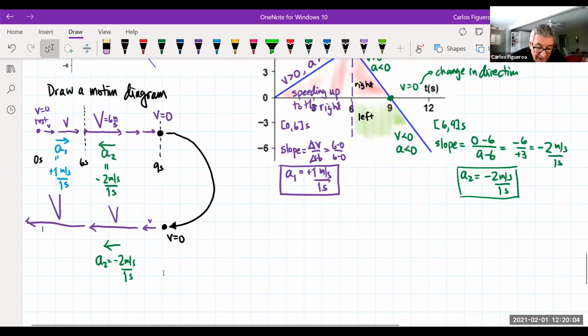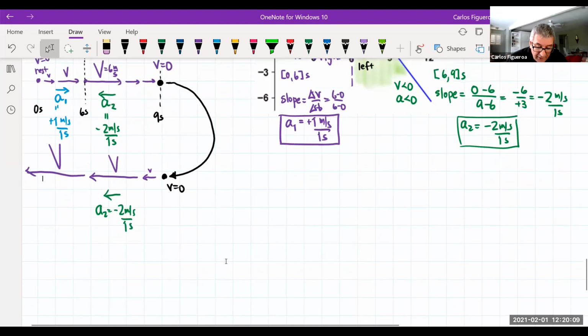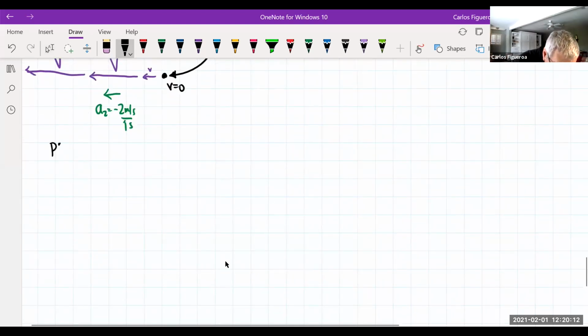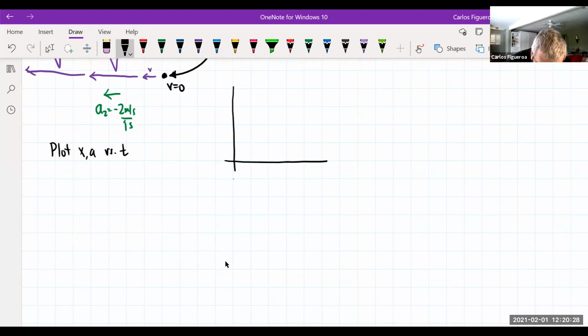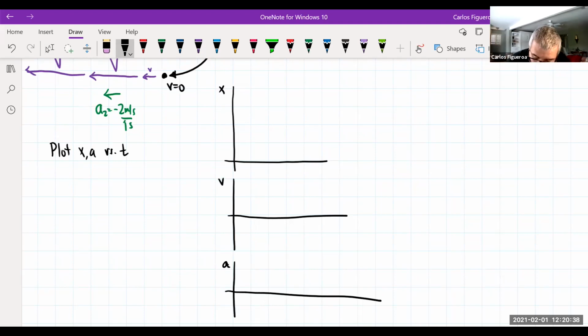Let's go in and see how we could plot these guys. So now we want to plot X, V and A versus T. I know that there's no negative position. So I have A, V, X. Of course, everything is with respect to T.